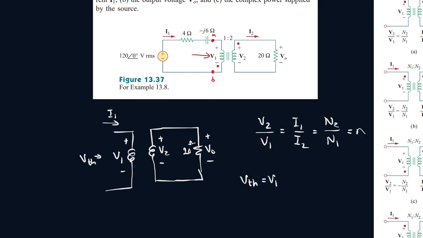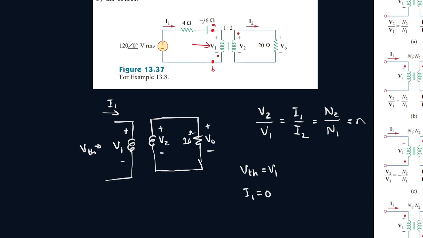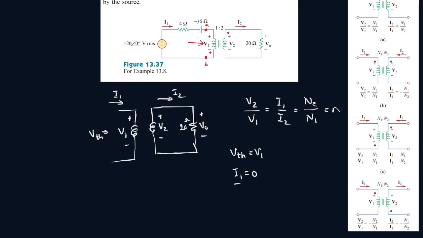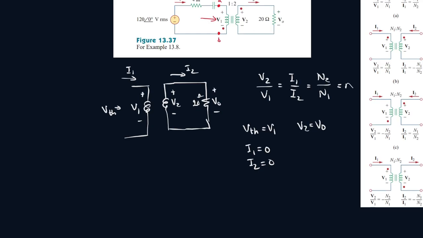The next thing we see is I1 should be 0 because this is an open circuit, and then there's I2 here, and there's no mutual inductance if I1 is 0. So that means I2 should also be 0, which means V2 will be equal to VO. Okay, that's the first part done. Next part we're going to do is the Thevenin impedance.